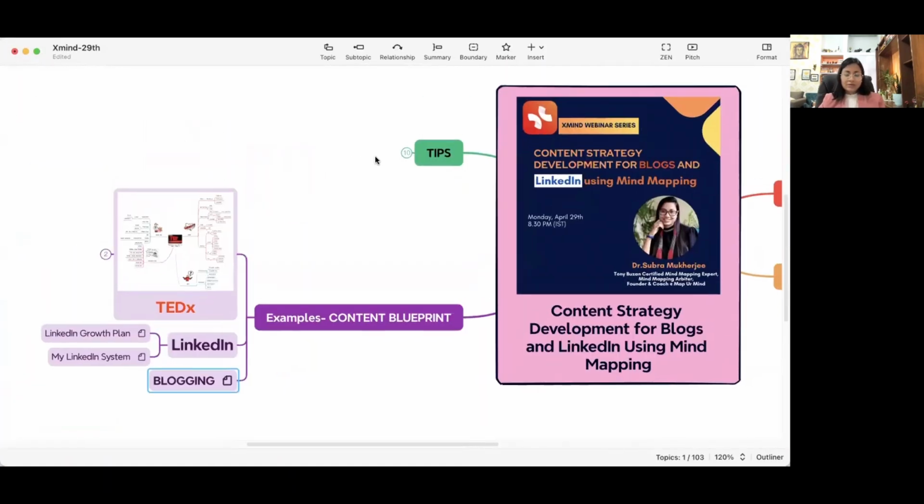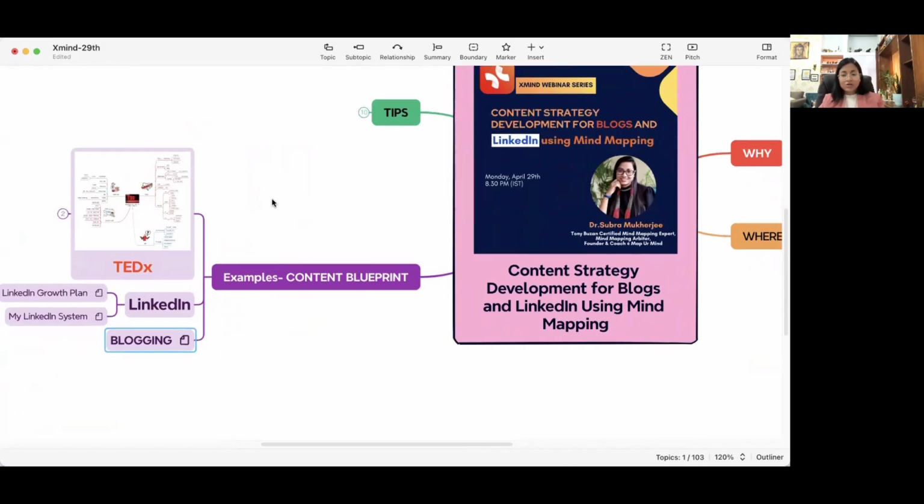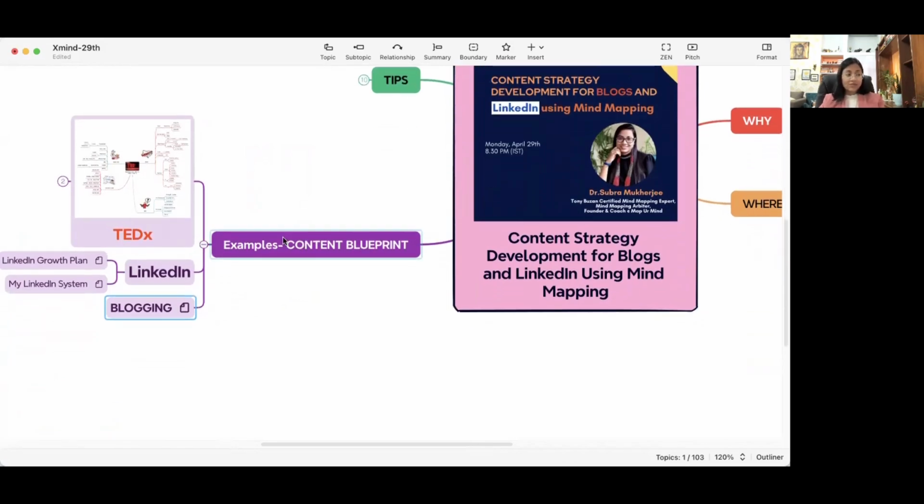So if you see here, we have shown you how you could use a content blueprint for a LinkedIn system, for a growth plan, for blogging, even for idea generation. Suppose you feel you're running out of ideas, so you just create a mind map. Xmind can be downloaded, or I think we have the app even on phone.